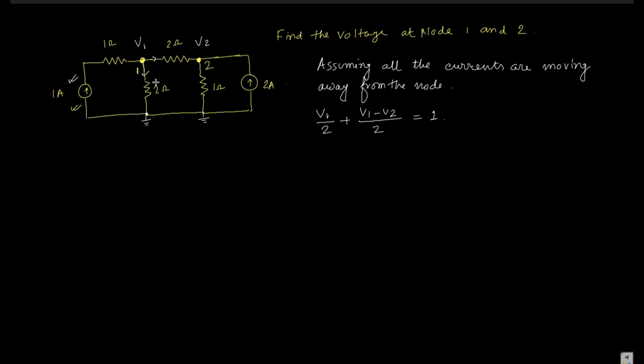So if these two currents are moving away from the node, the summation of these two is equal to the current supplied by this 1 ampere, and for this node the current supplied by this 1 ampere current source is nothing but the constant 1 ampere. So this current plus this current equal to this current.